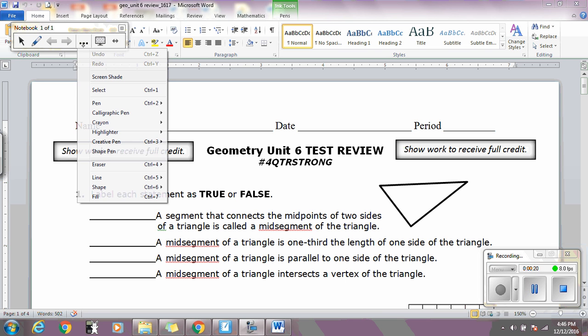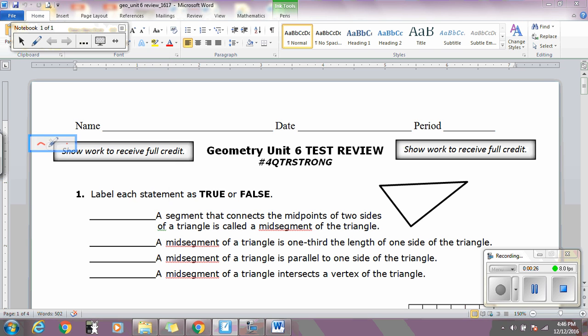The first statement says, a segment that connects the midpoints of two sides of a triangle is called a mid-segment of the triangle, which is true. Statement 2, a mid-segment of a triangle is 1/3 the length of one side of the triangle. That's false. Statement 3, a mid-segment of a triangle is parallel to one side of the triangle. That is true. And statement 4, a mid-segment of a triangle intersects a vertex of the triangle. That is false.